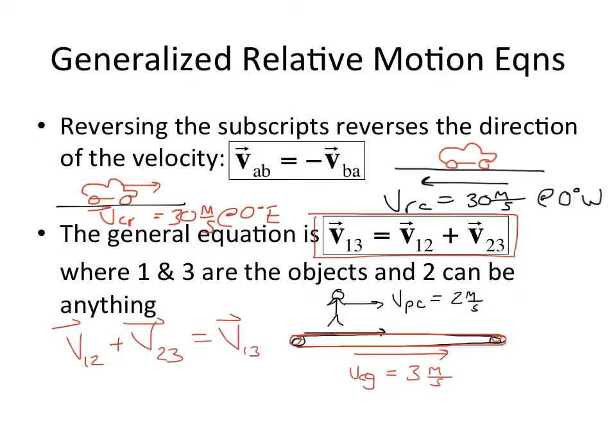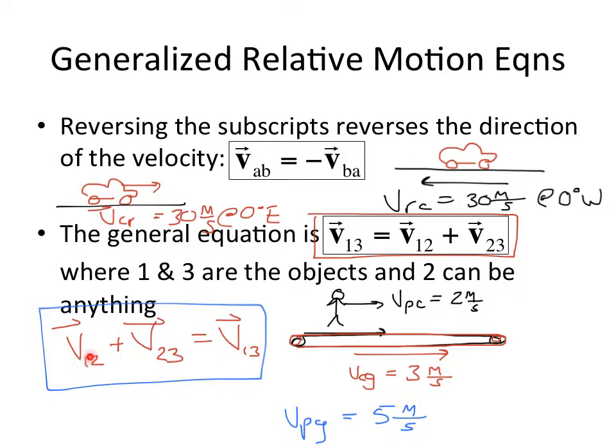All right, so how fast are you moving over the ground? Well, the velocity of the person with respect to the ground is this vector here plus this vector right here. So you're really moving over the ground at 5 meters per second. That's what this equation here means. All right, the velocity of 1 with respect to object 2 plus the velocity of object 2 with respect to object 3 equals velocity 1 with respect to object 3. That's really what we did right here.